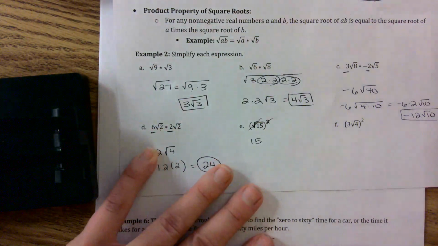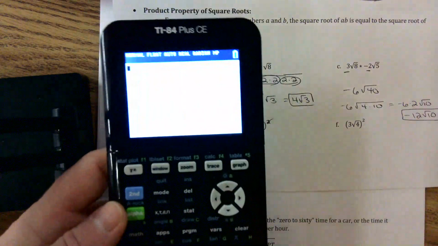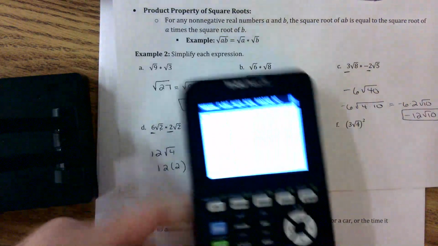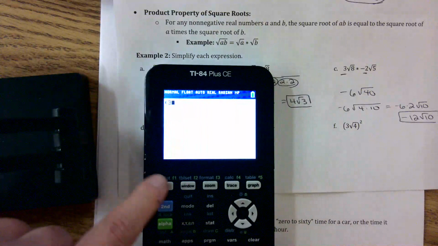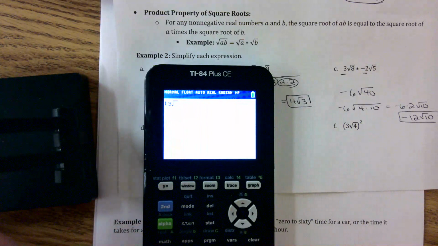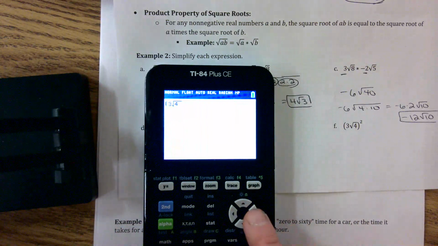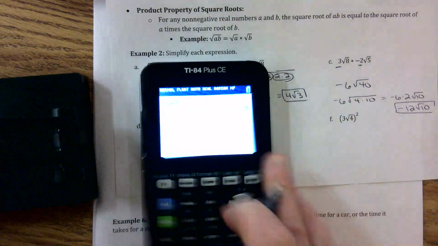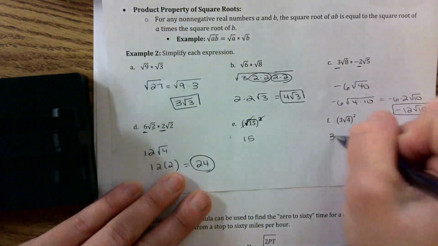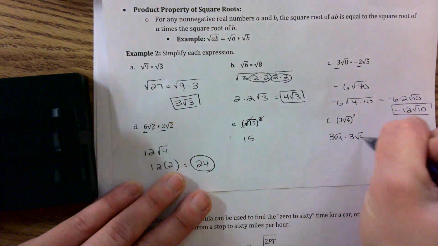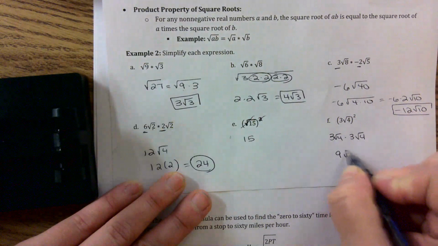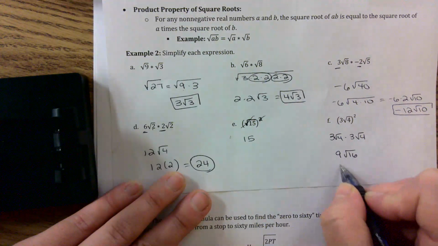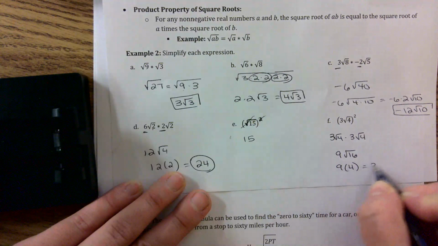Here, same thing. I could just put in my calculator, square root of 3. I want you to try it because if you have this on a Keystone, you need to know how to do it. Get out of there to the right, close the parentheses, square it, enter. Or you could have done it by hand. This is the same thing as 3 square root of 4 times 3 square root of 4, which is 9 square root of 16. Well, the square root of 16 is 4, so it's 36.